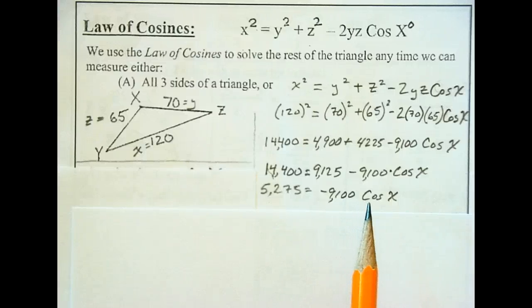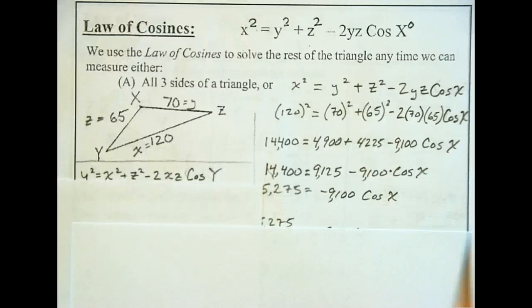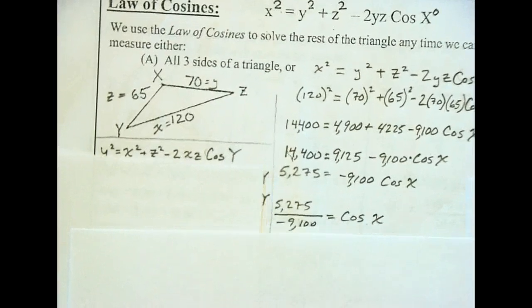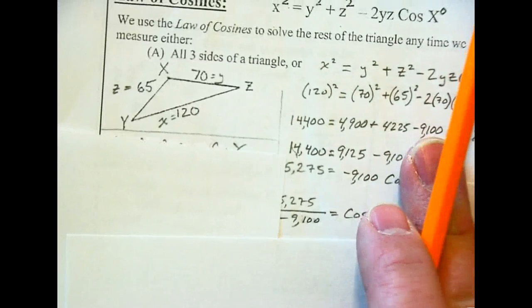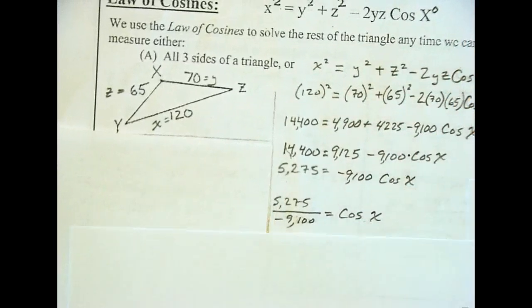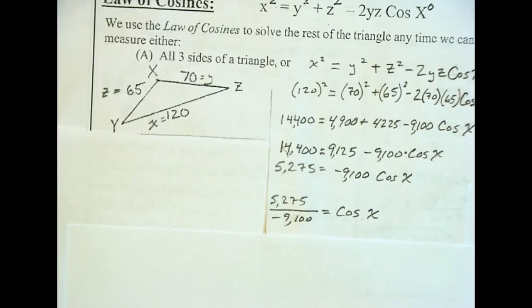What's the next step? Divide by cosine of x. Nope. Good. But divide by negative 9100. So when we divide by negative... Oh, giving away the rest of the problem. Don't want to do that. Whoopsie. I know, this is the problem with doing it this way. Divide by negative 9100.